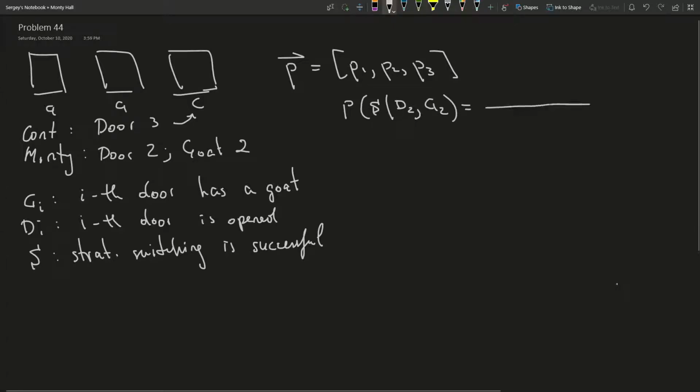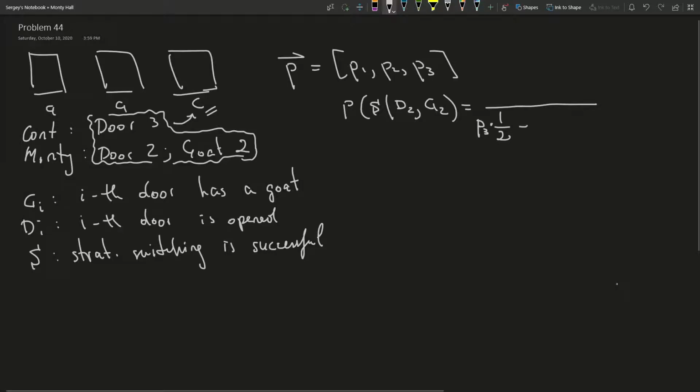So let's reason about this probability here. What are the possible scenarios under which the contestant picks door 3 and Monty opens door 2, revealing a goat behind it? Well, one possible scenario is that door 3 contained the car. Then Monty was free to pick between doors 1 and 2, and he randomly chose between them with probability 1/2. He chose door 2. So the probability of that scenario is p sub 3, that's the probability that door 3 had the car, times the probability 1/2, that's the probability that Monty picked door 2.